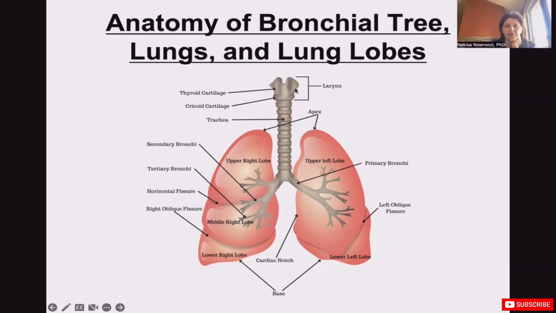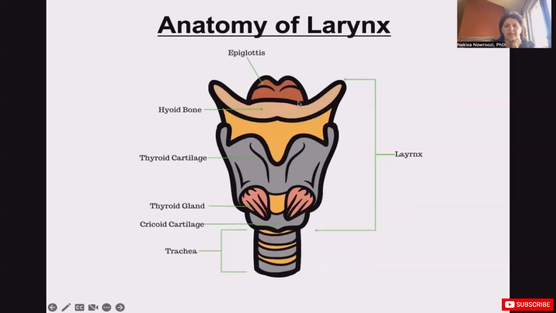If we are going to take this larynx and make a diagram, it's going to show us the hyoid bone on the top, thyroid cartilage, and cricoid cartilage. All of these together make the larynx. From here, we go to trachea. We also see the thyroid gland here, and we also see the epiglottis, which closes when we're eating. It closes this passageway so the food doesn't go to the lungs.